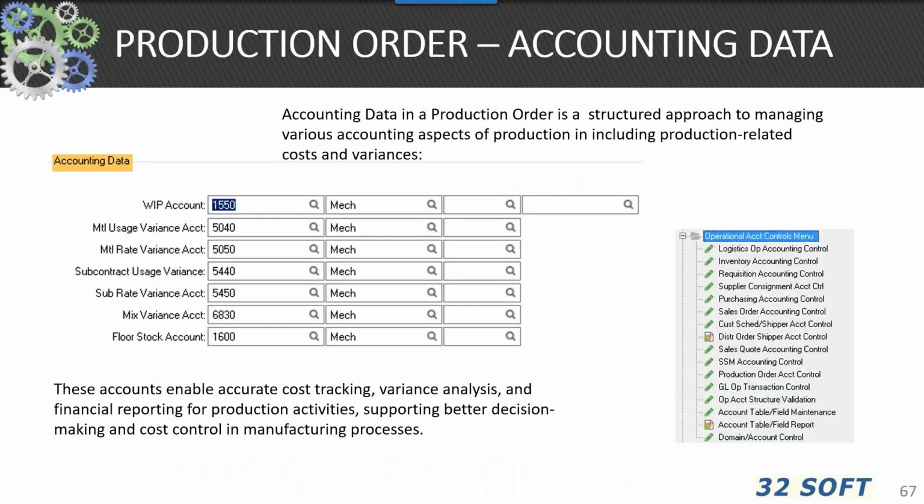The accounting data in the production order is the structured approach to managing various aspects of the production order, including production-related costs and variance. And we'll talk more about this in the last series of our webinars on production orders. But this enables accurate costing, variance analysis, financial reporting, supporting better decision-making and cost control in the manufacturing process.